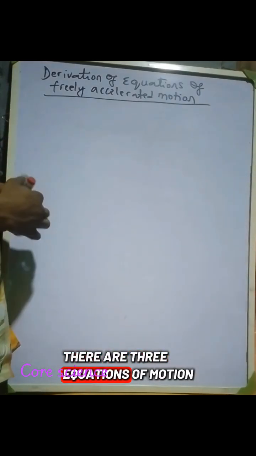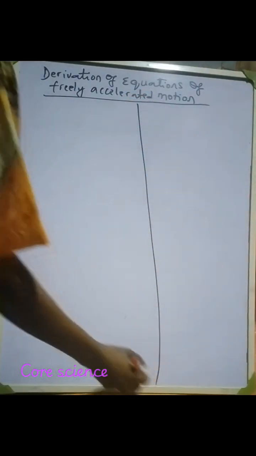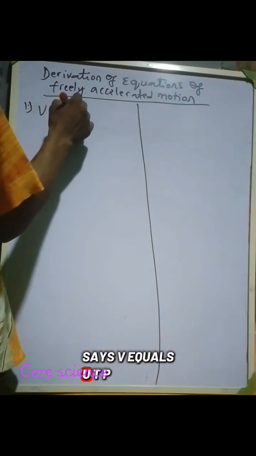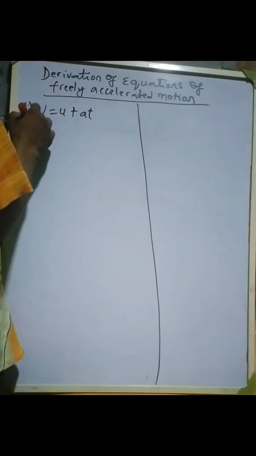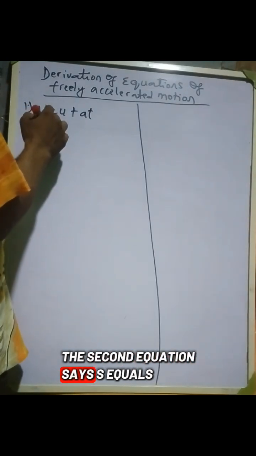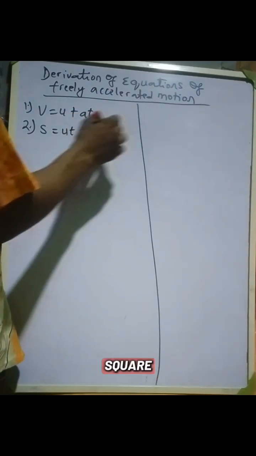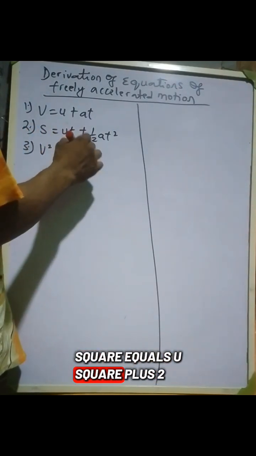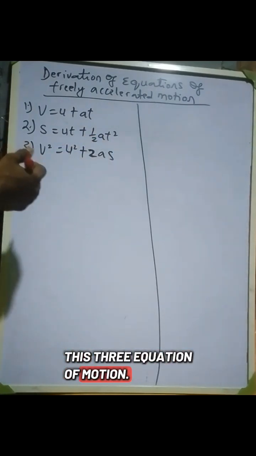There are three equations of motion, and we are going to derive these three equations of motion from here. The first equation of motion says v equals u plus at. The second equation says s equals ut plus half at squared. And the third equation says v squared equals u squared plus 2as. So we are going to prove these three equations of motion.